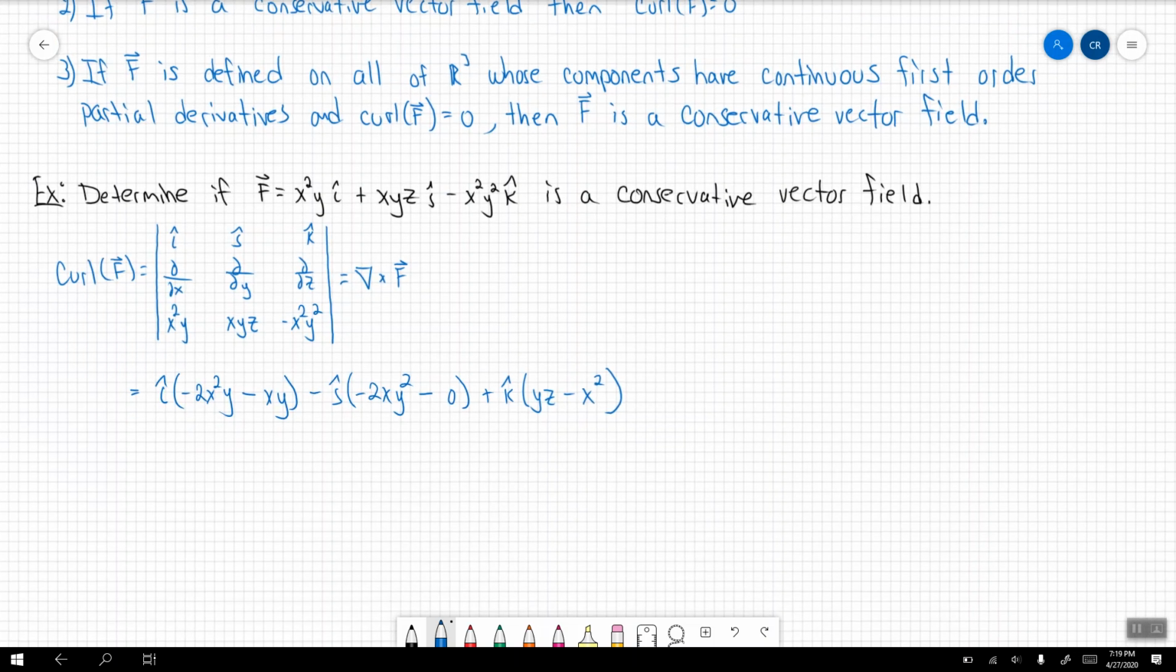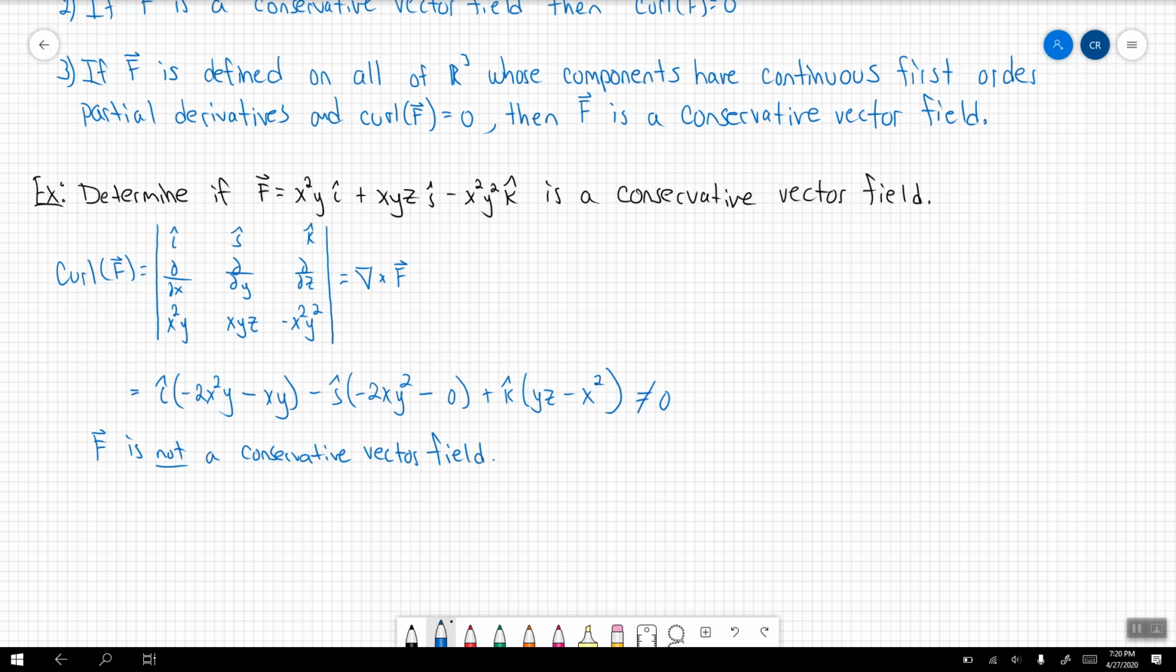Now again, all we have to do is check to see if this is 0. Naturally this is not 0, because in the first term nothing cancels. In the second term, one of the terms goes away, but we still have another term here. So because this is not 0, this vector field is not a conservative vector field.